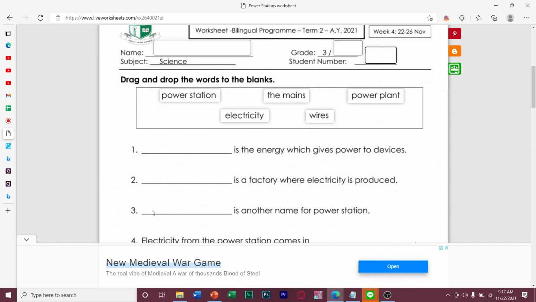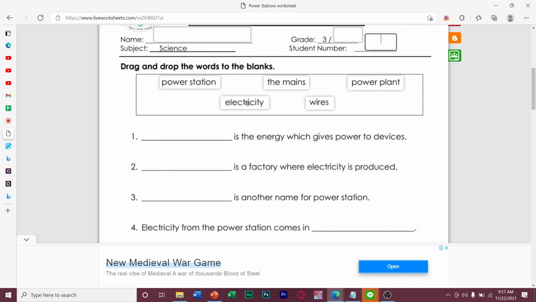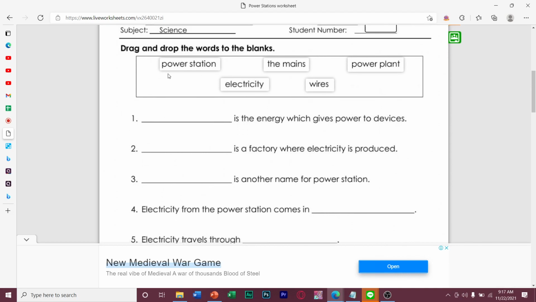So number 1. Okay, power station, electricity, the mains, wire, or power plant. Is the energy which gives power to devices. Power station, electricity, the mains, or wire. Electricity. Okay, later you wait. Number 2, it's a factory where electricity is produced. Power station, electricity. Power station.